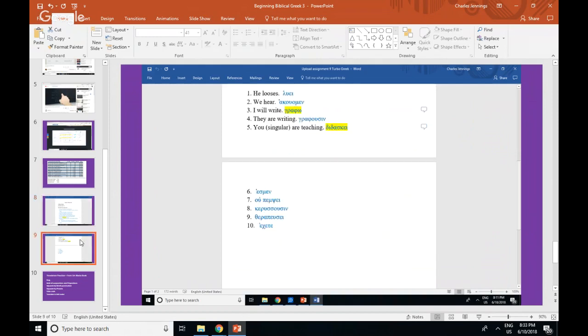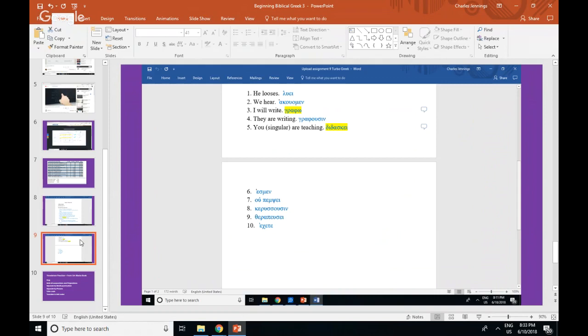So here's, for example, on the future active. I look at these and I'm like, well, I either was too tired that day, or going too fast, or just jumped the gun whenever I was doing it. But I can look at these now and I can see, okay, what I got wrong. And so, for example, I will write grapho.